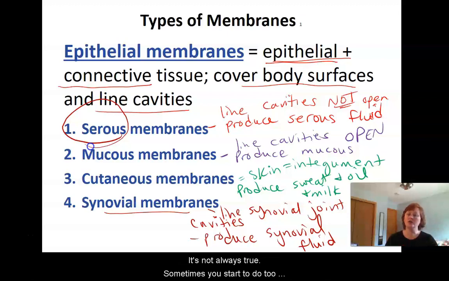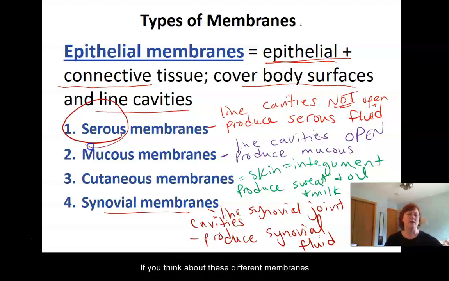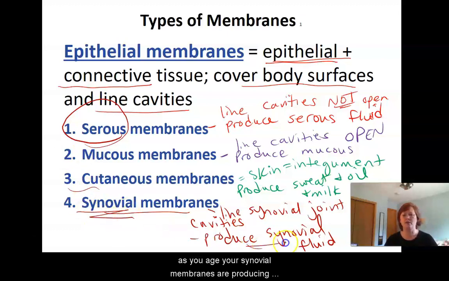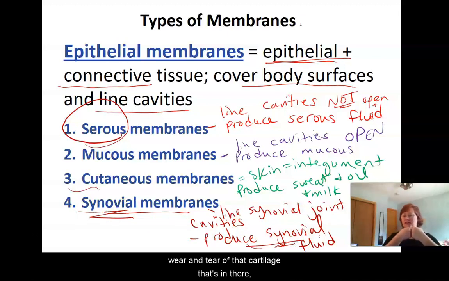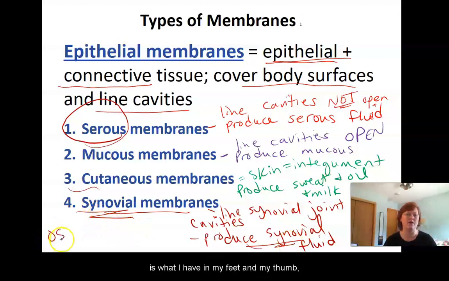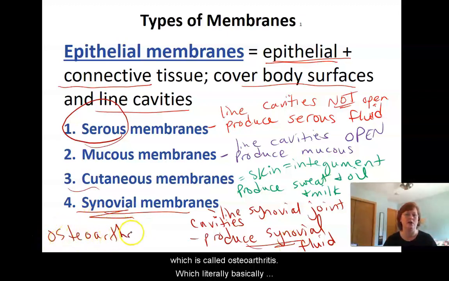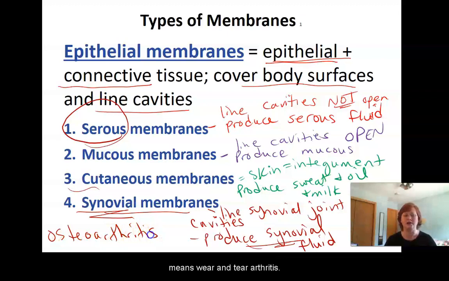Now, that's not always true. Sometimes you start to do too much of some things as you age, but in general, activities in the different systems start to decline with age. So, if you think about these different membranes, as you age, your synovial membranes are producing less synovial fluid. So then what's likely to happen? You're likely to get grinding of the joints, wear and tear of that cartilage that's in there, and then you end up with wear and tear arthritis, which is what I have in my feet and my thumb, which is called osteoarthritis, which literally basically means wear and tear arthritis. You just beat on your joints.